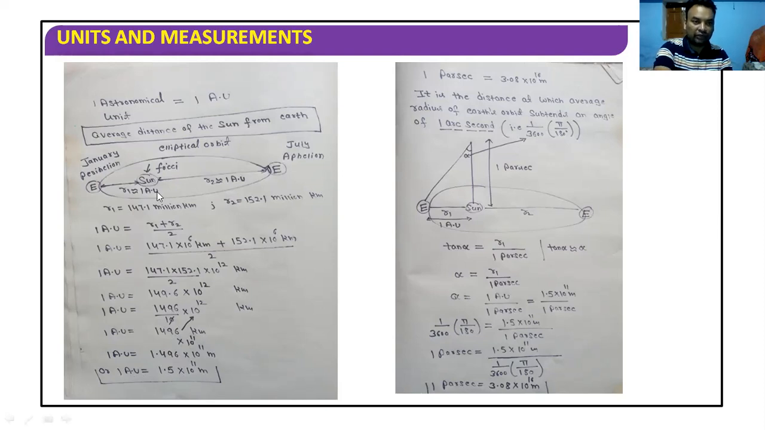It is the average distance of the sun from the earth. So focus on this diagram. Take the two radii of the earth, one at perihelion, which is R1, and one at aphelion, which is R2. Perihelion is in the month of January. Aphelion is in the month of July. Take the average of these two distances, and we will get one astronomical unit, which is 1.5 into 10 raised to the power 11 meter.